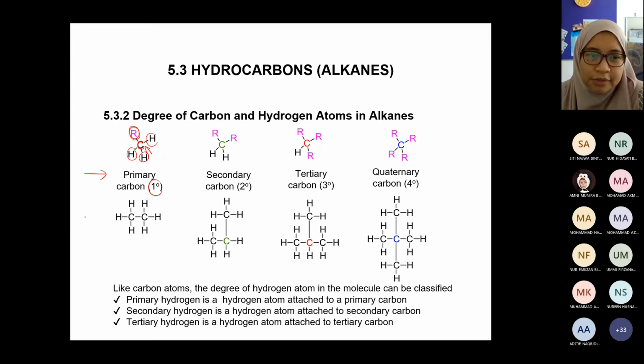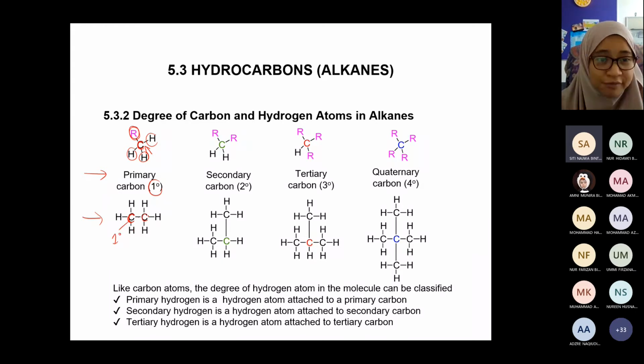Take for example this molecule. This is ethane. You have to identify the degree of all the carbons in the molecule. So we have two carbons, and every carbon should have its degree. Kita target this carbon first. What type of carbon or the degree of this carbon? Kita kena check. This carbon is only attached to this one carbon. Therefore it is primary. Dia attach pada satu carbon saja kan? So dia primary lah. Same goes to this one. How about this one? This carbon is only attached to this one carbon, so it's also primary.